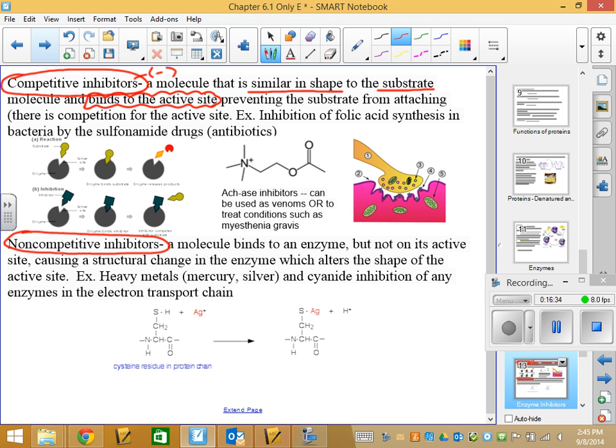If it's the same shape or a similar shape to the substrate molecule and it binds to the active site, well then it's preventing the substrate from attaching. Literally, there is competition for the active site, and the competitive inhibitor is winning.